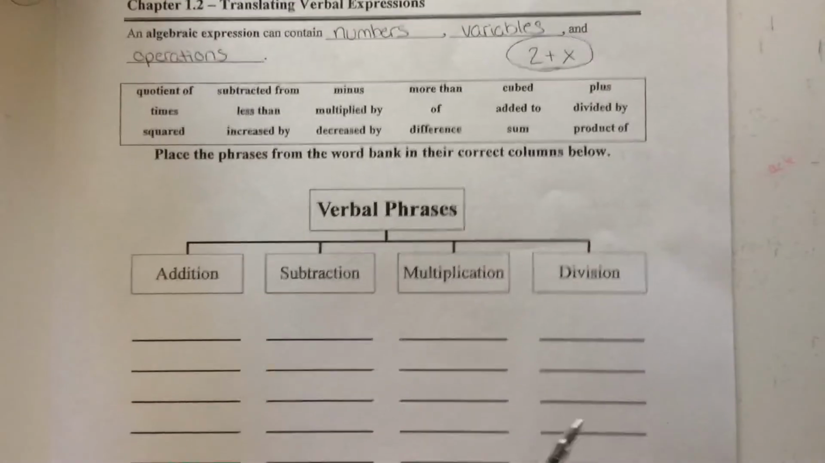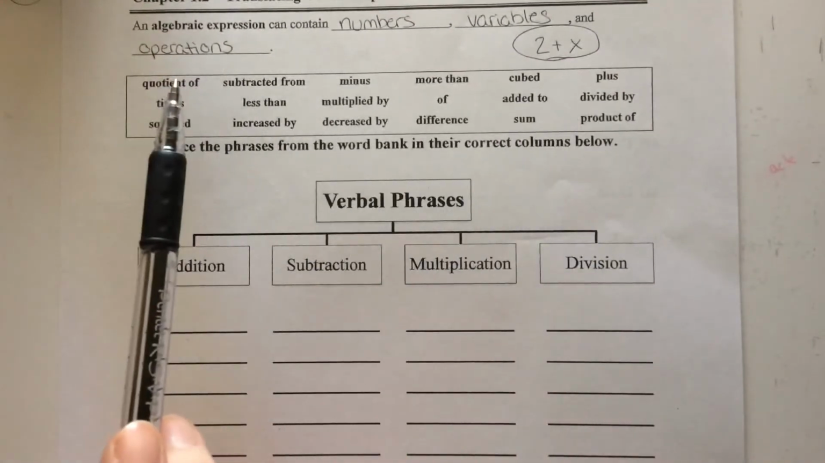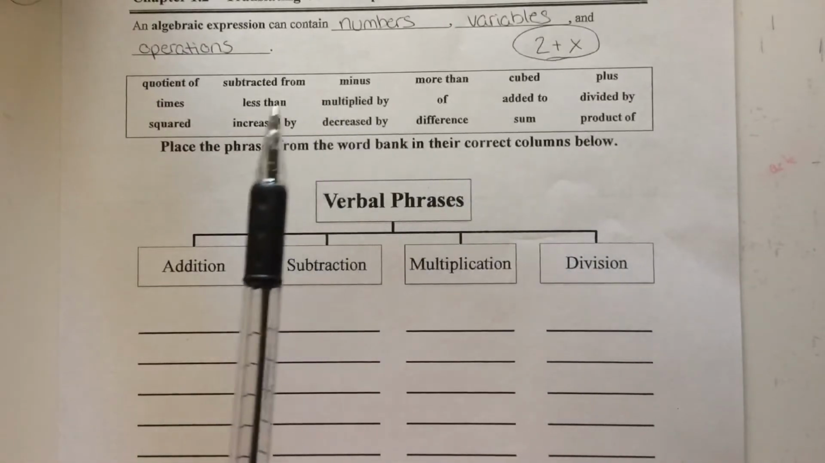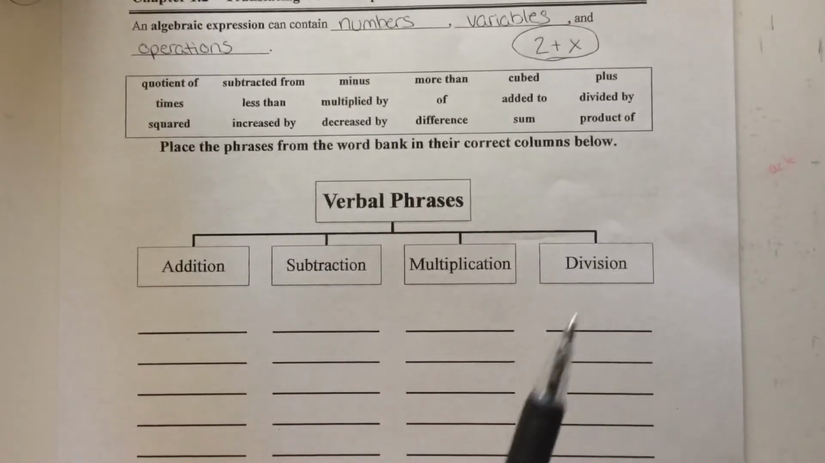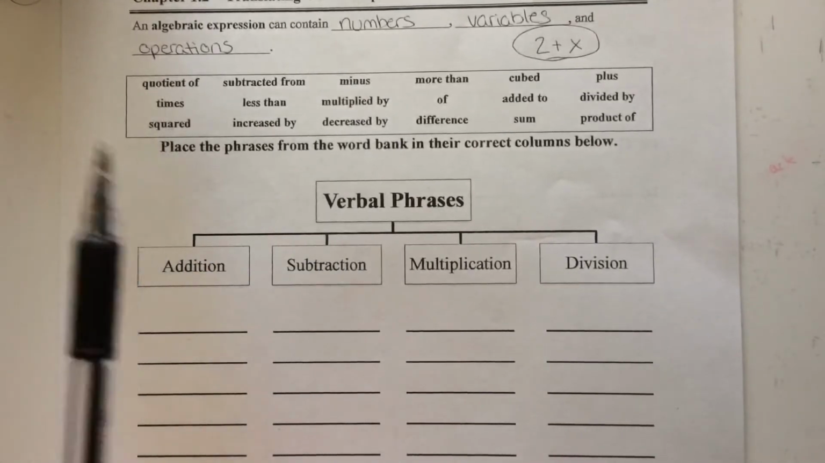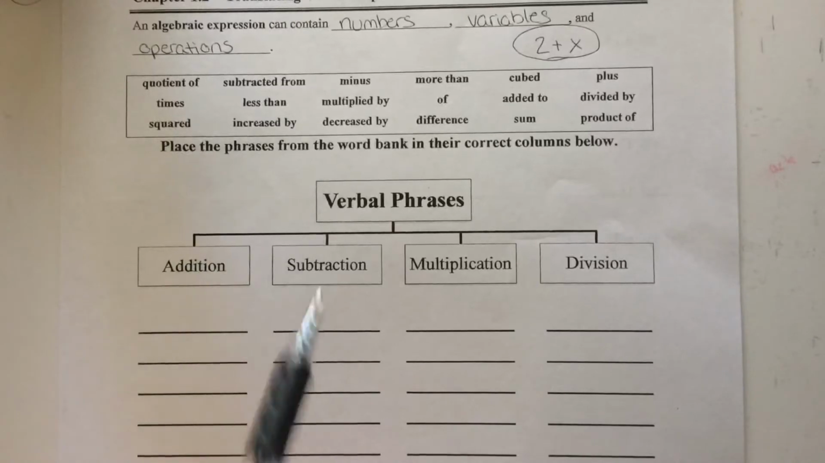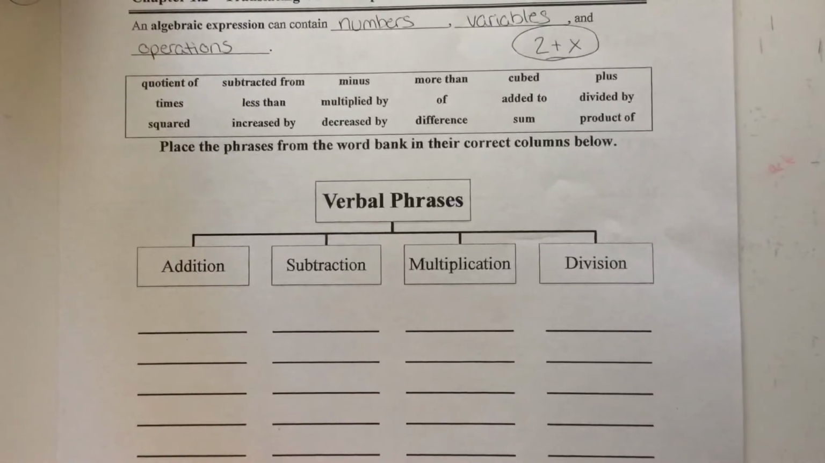So first we have a word bank here. Just looking over some of these words, quotient of, multiplied by, product of. What I want to do is place the phrases from this word bank in the correct column below. So does the word mean addition, subtraction, multiplication, division? Well, we need to figure that out. I'll do the first couple with you, and then I'm going to pause the video and have you finish our little table, and then when you resume the video, you can check to see how you did.